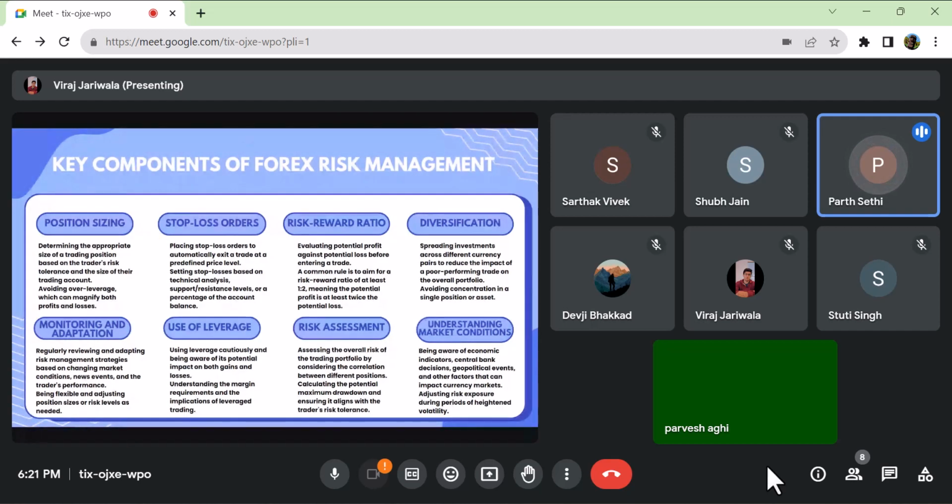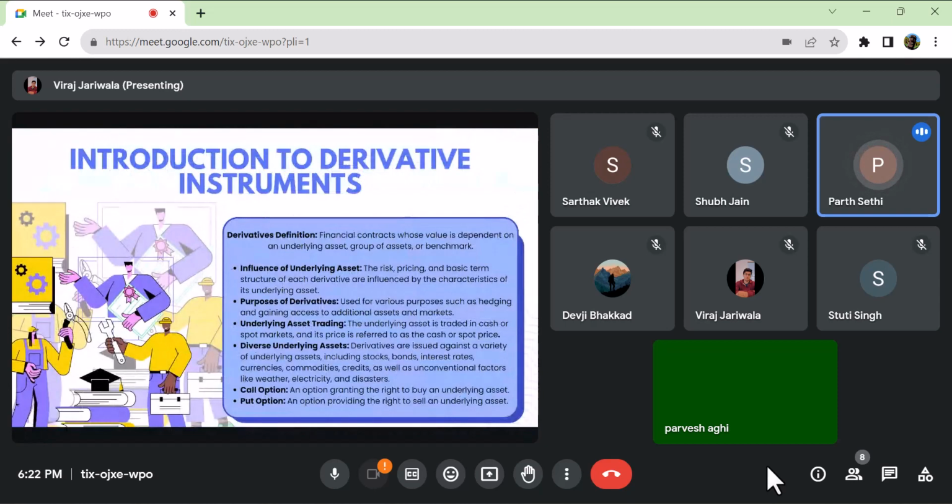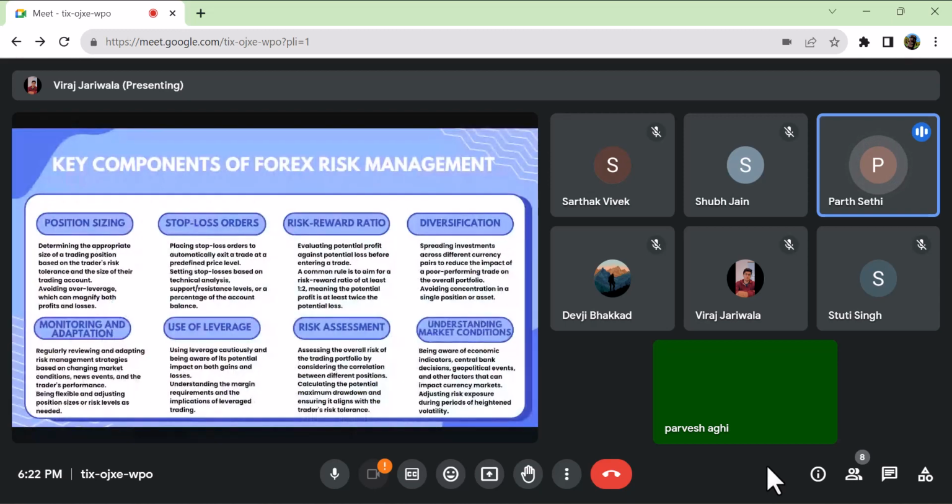So I would like to summarize this topic by saying that successful Forex risk management involves a combination of these strategies tailored to the trader's individual preferences, risk tolerance, and trading style. It is an ongoing process that requires continuous evaluation and adaptation to the evolving market conditions.